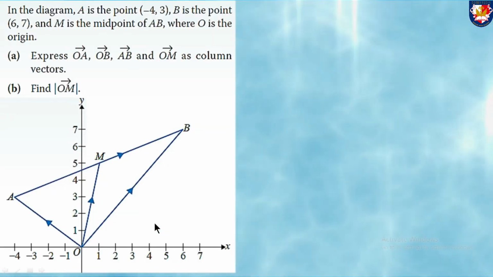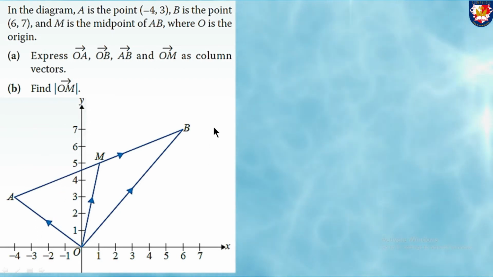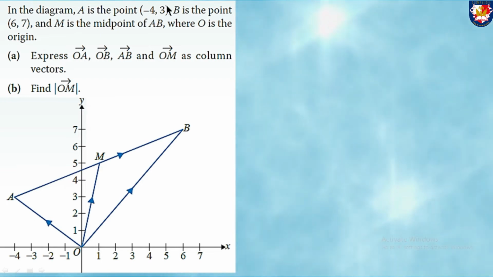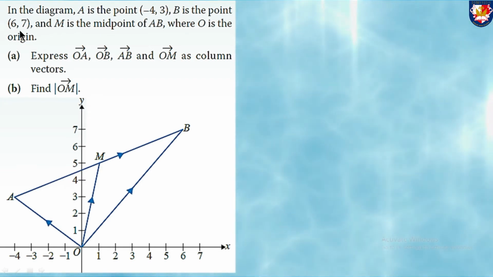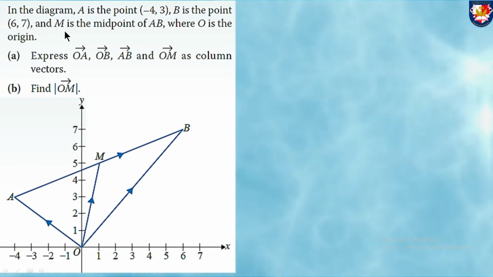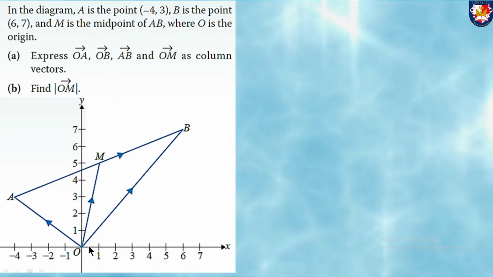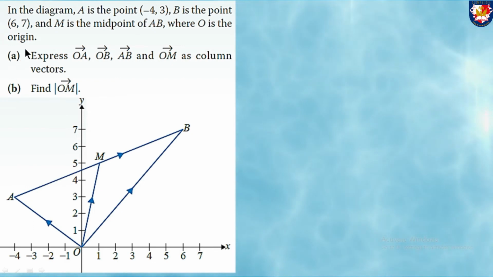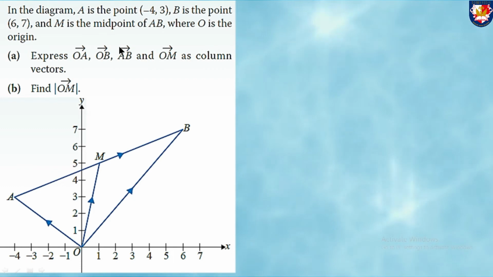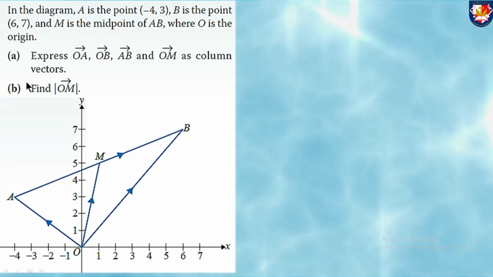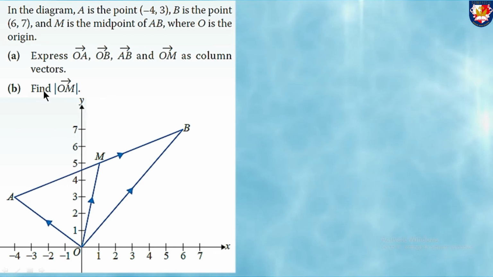Next example. This is the diagram. A is the point negative 4 and 3. B is the point 6 and 7. M is the midpoint of AB, where O is the origin. This is point M, the midpoint, and this is the origin. For part A, express OA, OB, AB and OM as column vectors, and for part B, find the magnitude of vector OM.